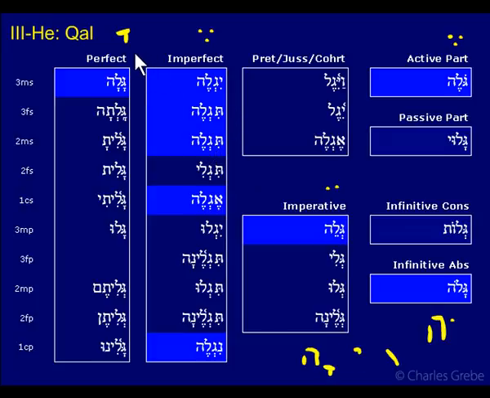We have Kamets He here. Here we have a bunch of examples of Segol He, and over here as well. We have Tsere He, and even a Holem He. So mater He can go with a number of different vowels.